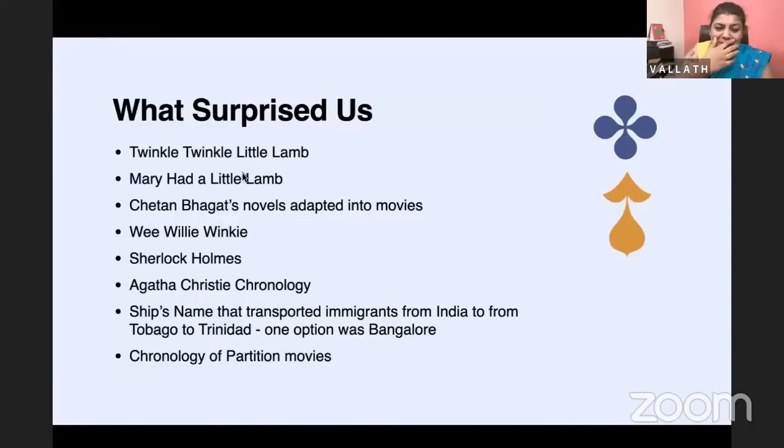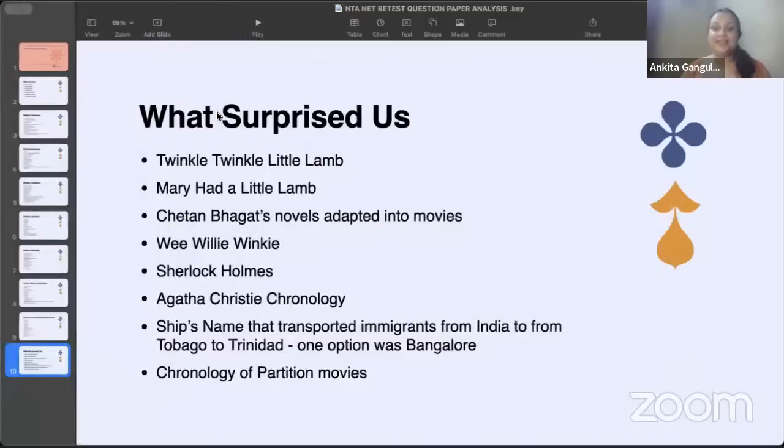Twinkle, twinkle, little star. Mary had a little lamb, who wrote it, it seems. Chetan Bhagat, Wee Willie Winkie, Sherlock Holmes, Agatha Christie. So many popular fiction questions. Yes. And the ship's name that transported immigrants from India to Trinidad and Tobago, right? Something like that. Yes. One option was Bangalore. A chronology of partition movies also. Wow. I got Agatha Christie chronology. That question was there.